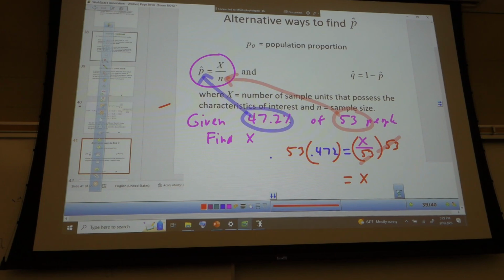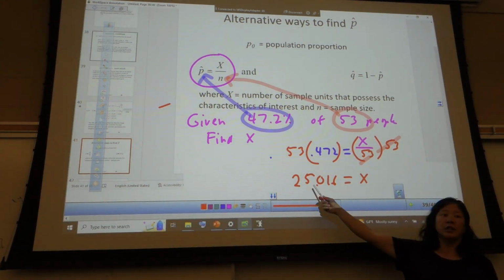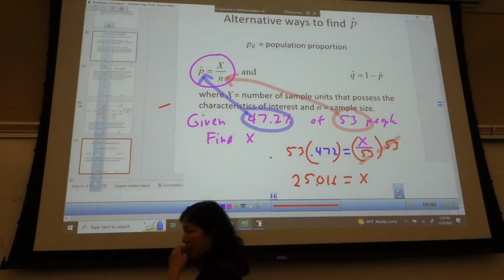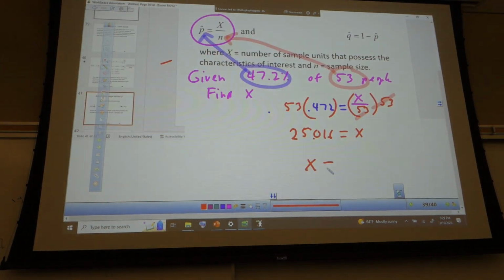And we get 53 times 0.472, and you get 25.016. Now, can you ever sample 25.016 people? No. So you need to round this to the nearest whole number, because you can't ask a fraction of a person. So you would make this really 25. Good? Okay, so you'll need to know that.